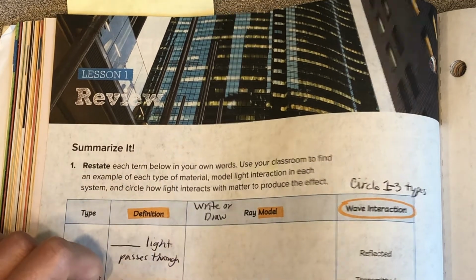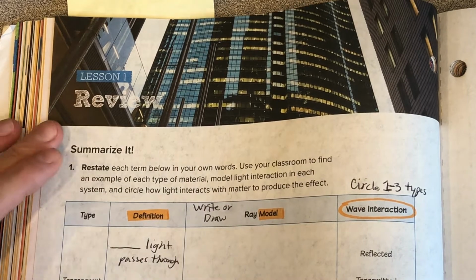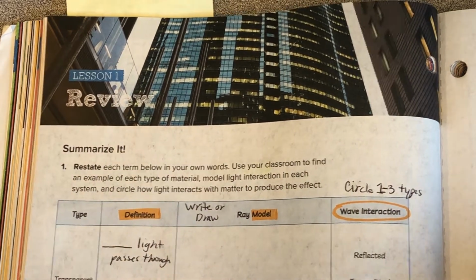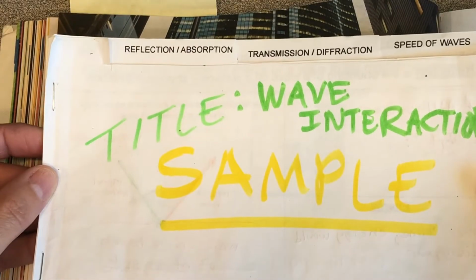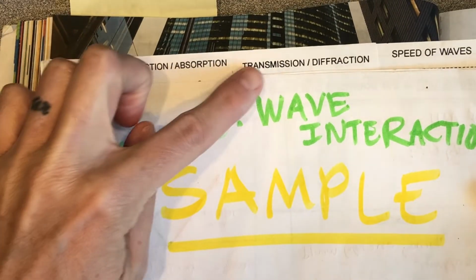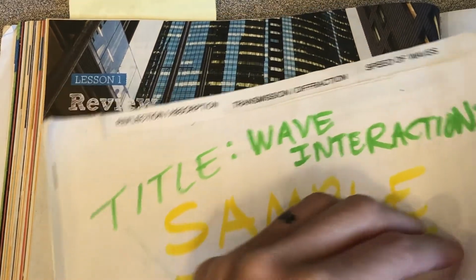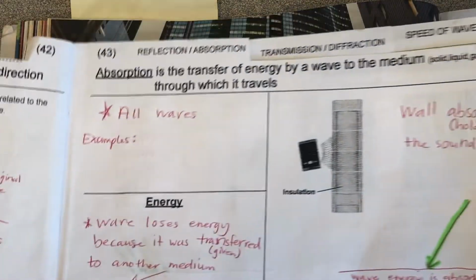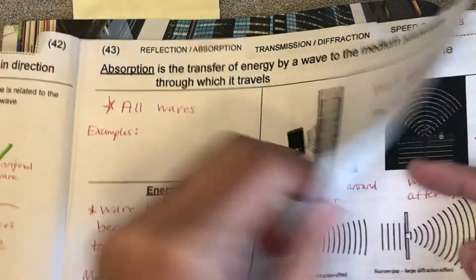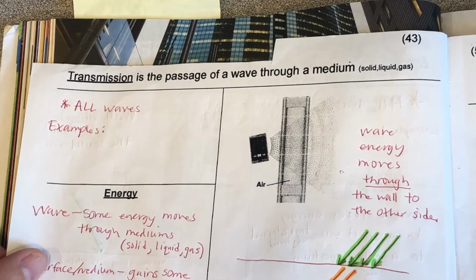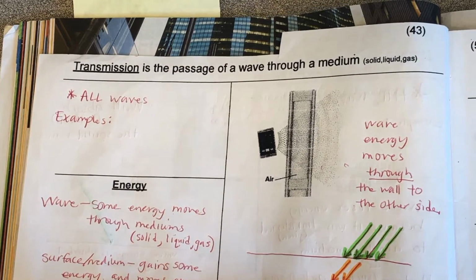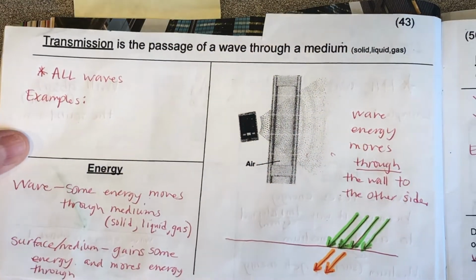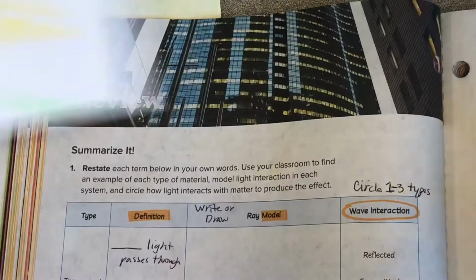You do need to draw a model of that light ray and circle whether it's going to be reflected, transmitted, or absorbed. And remember way back when we had our other foldable here, which talks about reflection, absorption, and transmission. This is a great resource to review what reflection and absorption and transmission all look like. Now, even though this has to do with mechanical waves, as we read earlier this week, it still applies to light waves as well.